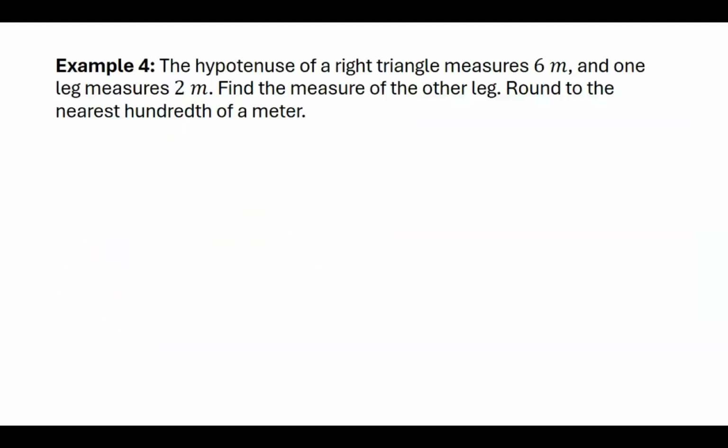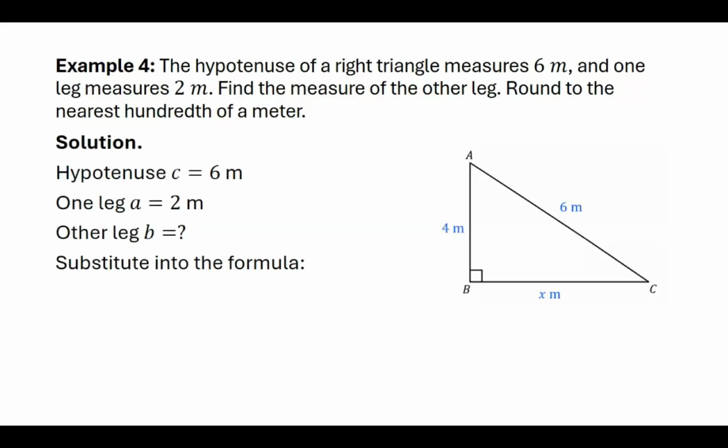Let's use it to solve a question. The question says the hypotenuse of a right triangle measures 6 meters and one leg measures 2 meters. Find the measure of the other leg, rounded to the nearest hundredth of a meter. I created a triangle. I was not given one, but in geometry, we always recommend creating a picture that represents the problem. So this is my right triangle. I labeled it ABC, and the right angle falls here on the B angle.